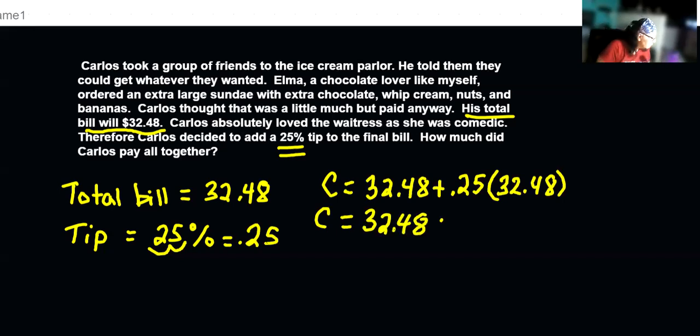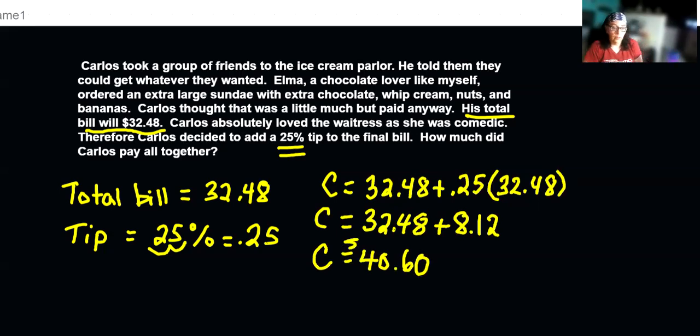So if I do 0.25 times 32.48, I get $8.12. Ooh, that's a nice tip. If I add that all together, if I add the 32.48, Carlos's total bill will be $40.60. That's what his total bill is going to be. All right. Interesting. Now, there's a quicker way to do this, and I'm going to show that to you.